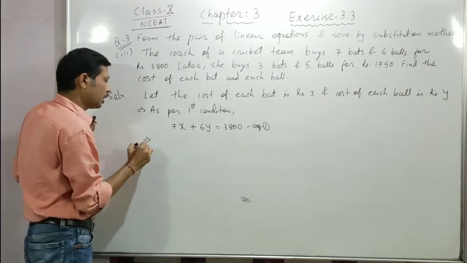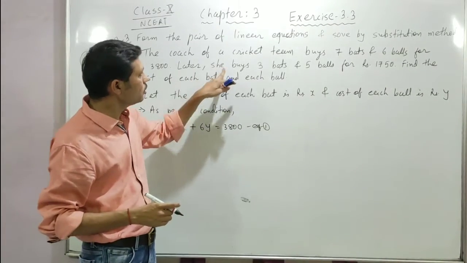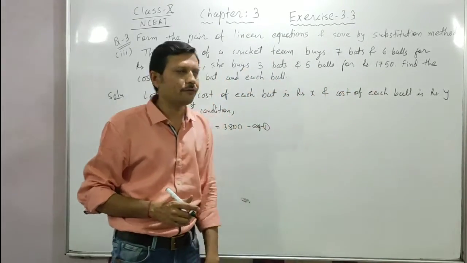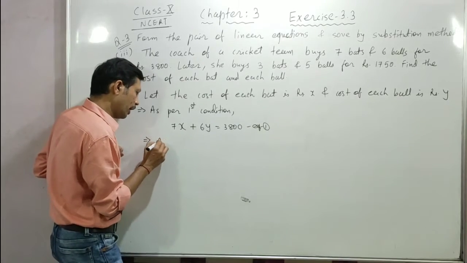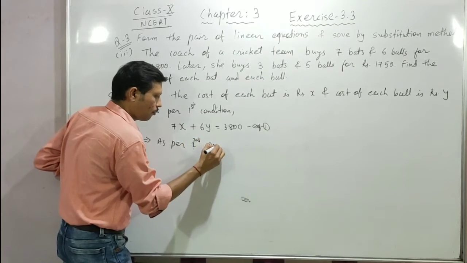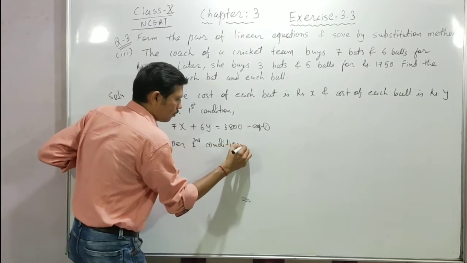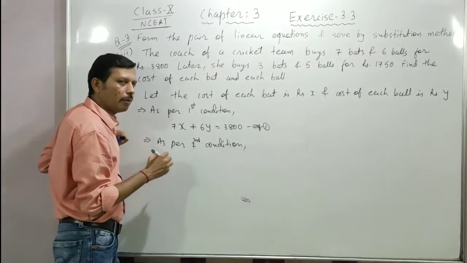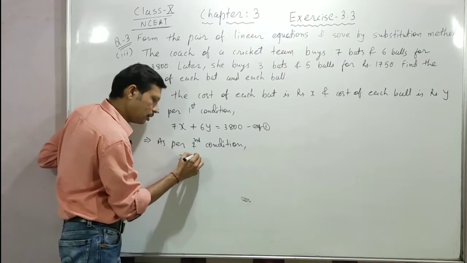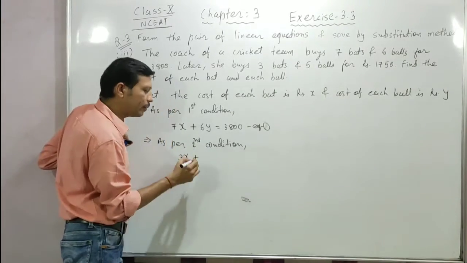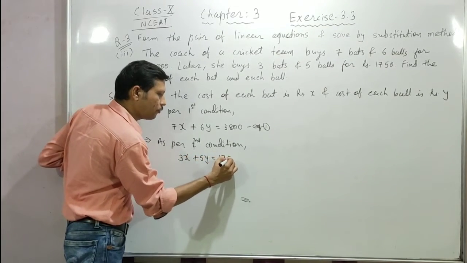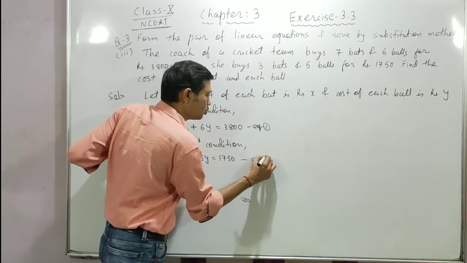Okay, now come to the second part. Later she buys 3 bats and 5 balls for 1,750 rupees. As per the second condition, 1 bat costs x rupees, so the cost of 3 bats is 3x rupees, plus the cost of 5 balls, that is 5y. So the total is 1,750. That's my equation number 2.